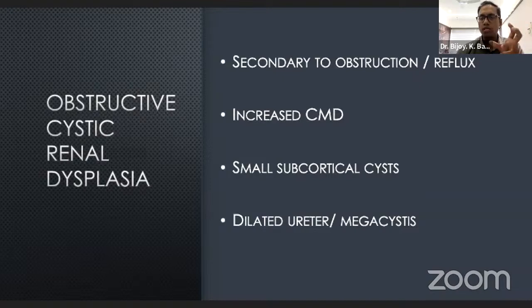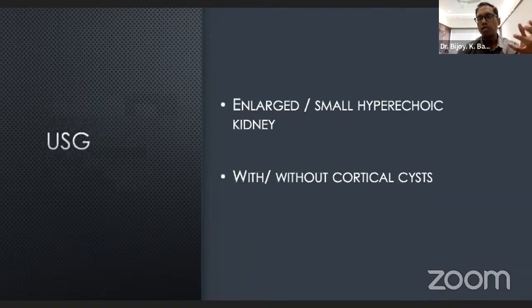Now, the size of the kidney depends on the stage of obstruction that you're picking up this kidney at. If you're picking it up early, they would exhibit themselves as large kidneys with multiple communicating cysts. But if you pick them up late, they would exhibit themselves as small, shrunken kidneys that are non-functional.